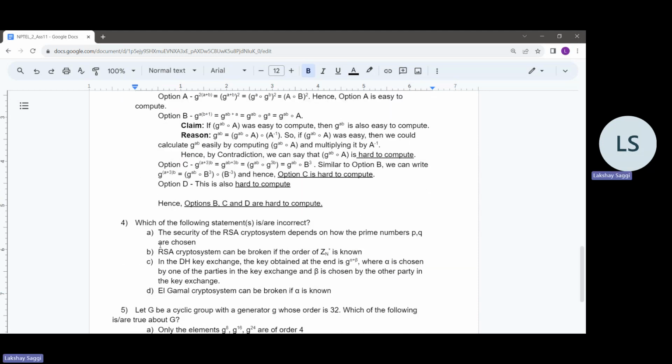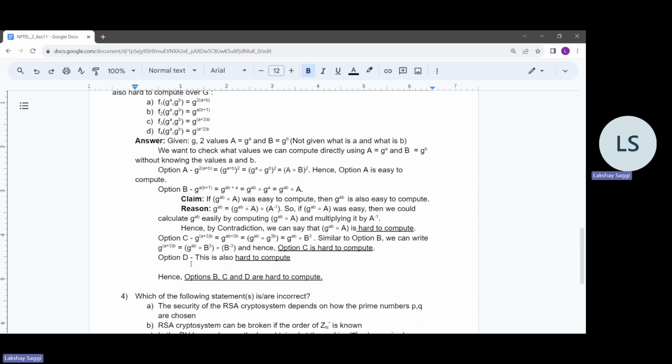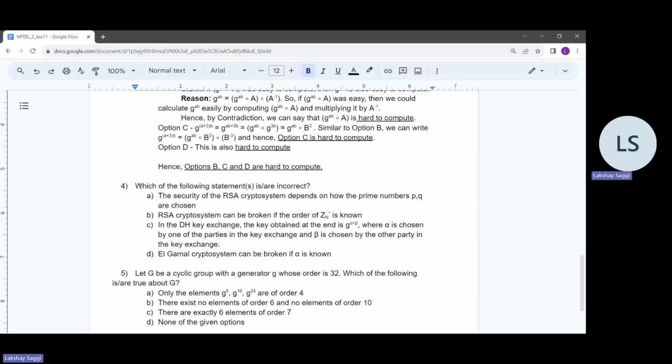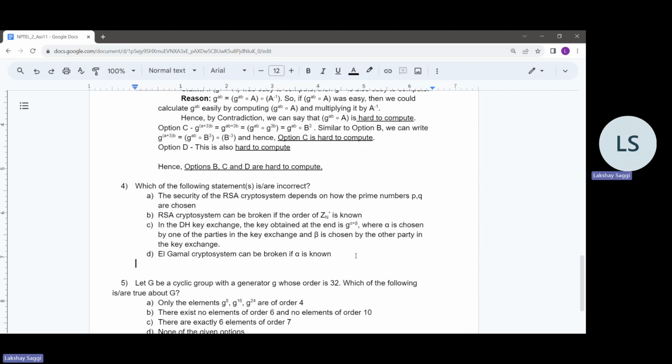So now I hope this is clear. Then maybe we can move on to the fourth question. The fourth question is a very straightforward, information based question. So I'll just do this fast, because if you don't know what the Diffie-Hellman key exchange or the ElGamal crypto system is, I'll not discuss this in this session. These have been discussed in the lectures, so you should probably see the lectures instead.